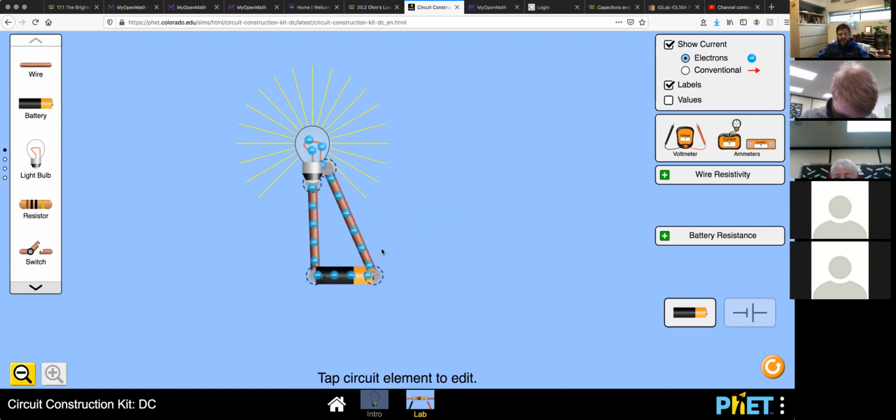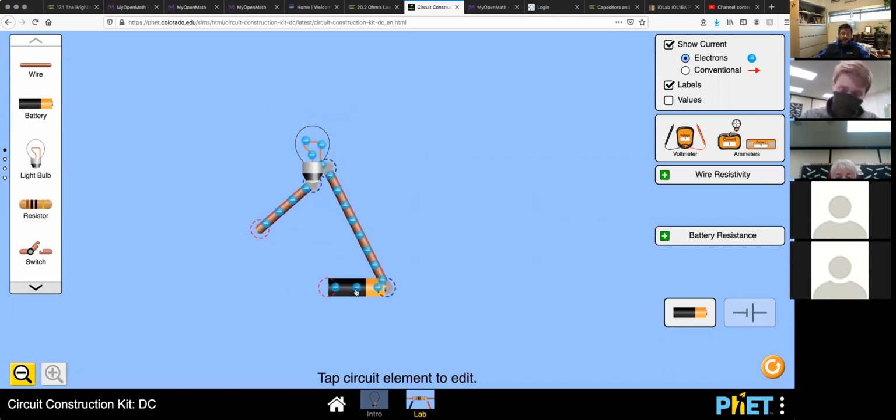Tap circuit element to edit. There we go, cut it. So I'm going to disconnect it. You can see that if you don't have a complete circuit or a complete circle, then nothing can flow. The electrons have nowhere to go here.